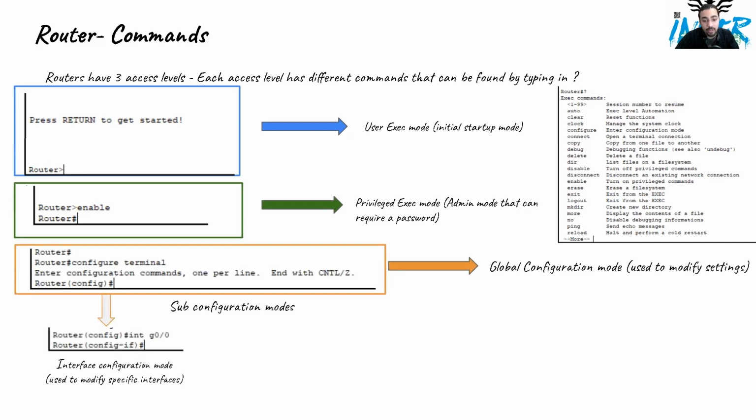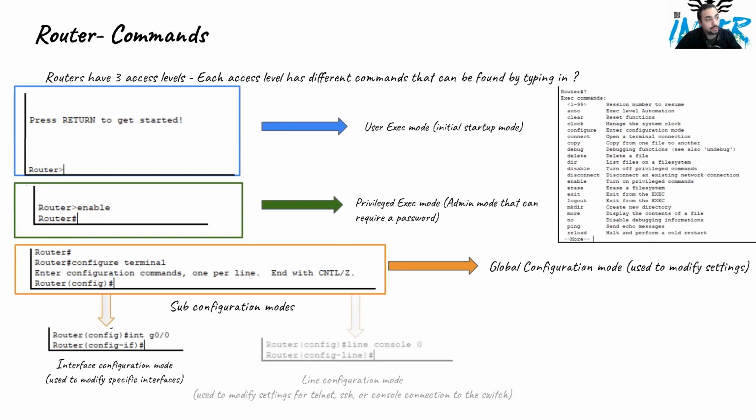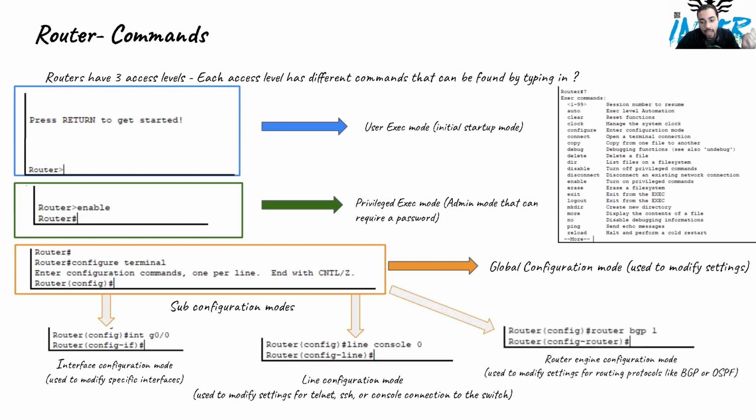Then we have sub-configuration modes, like the interface configuration mode and the line console configuration mode. And lastly, here's the difference between the router and its access levels and the switch and its access levels: we have the router engine configuration mode, which is used to modify settings for routing protocols like BGP or OSPF. So notice for the router engine configuration mode, you have config-router after you type in router and whatever protocol you want to configure.